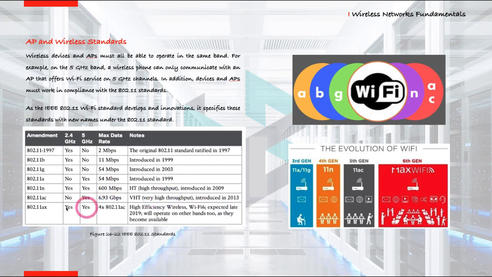In 2013, the 802.11ac standard was developed, which broadcasts on the 5 GHz band and speeds of 6.93 gigabits per second can be reached. Most recently in 2019, 802.11ax was standardized by the IEEE. 802.11ax broadcasts on the 2.4 GHz and 5 GHz bands and can reach speeds 4 times faster than 802.11ac.